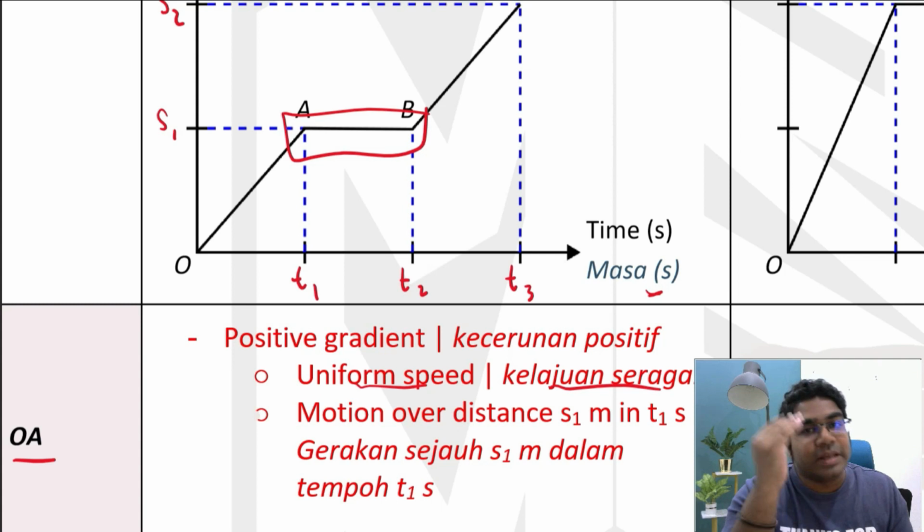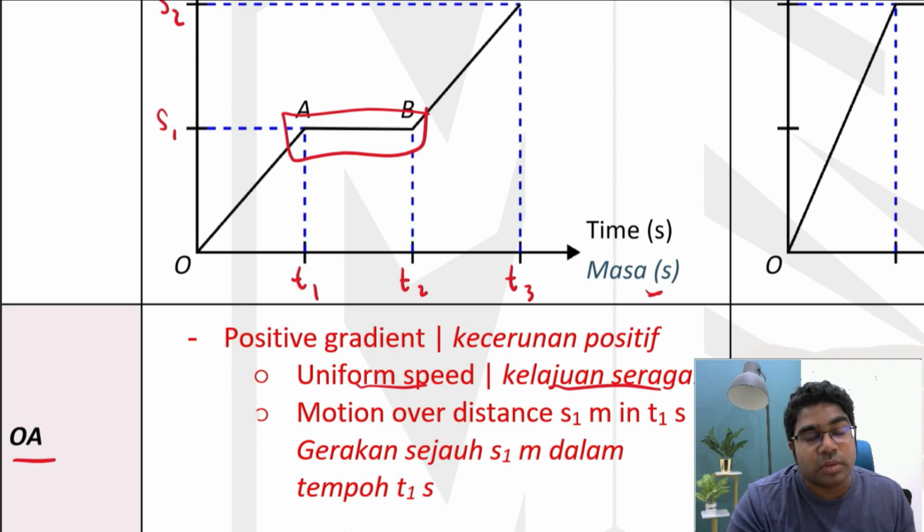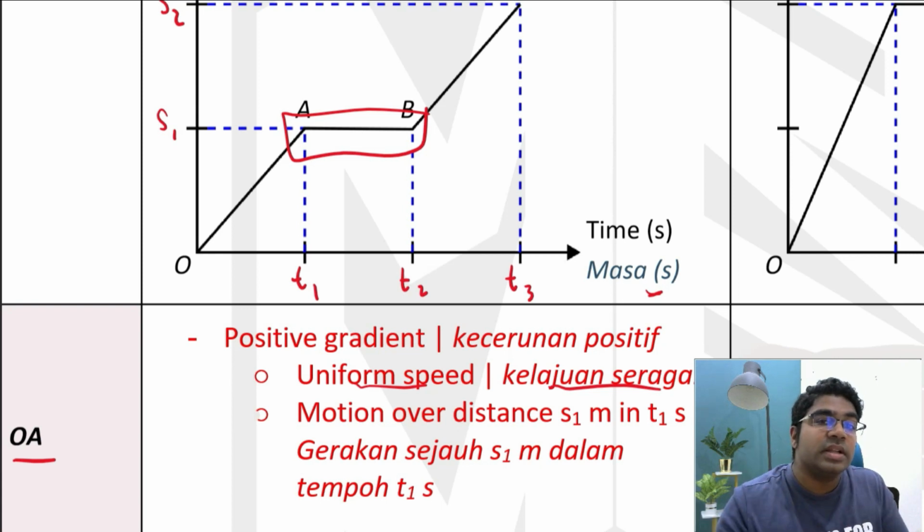What does that mean for the gerakan? Apakah maksud kepada gerakan objek ini? So sekiranya kelajuannya kosong, maksudnya objek tu pegun, dia tidak bergerak. That means the object is stationary. It is not moving because the speed is zero.